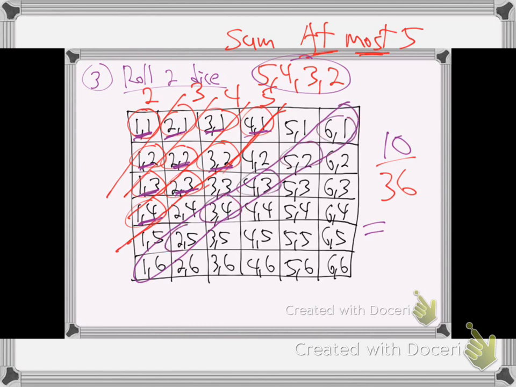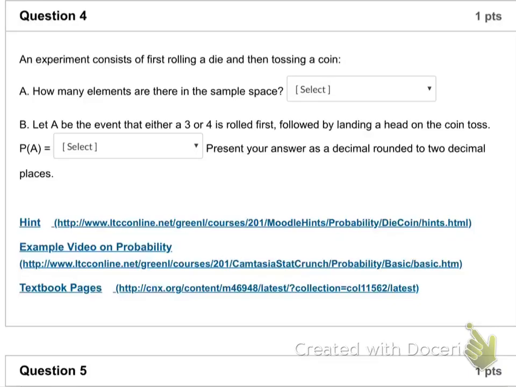7. 7 is the most likely sum when you roll 2 dice, followed by 6 and 8, followed by 5 and 9. Our experiment consists of first rolling a die and then tossing a coin. So if you first roll a die and then toss a coin, how many different things can happen? Did I hear 12? That's 12. That's right.